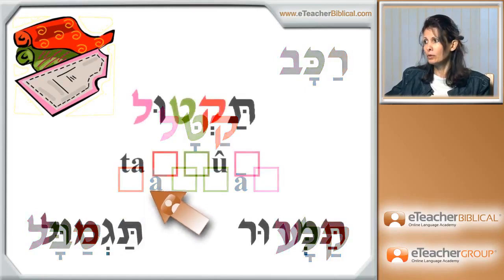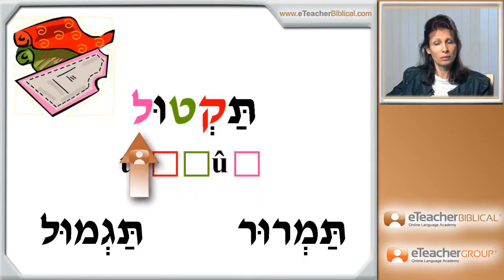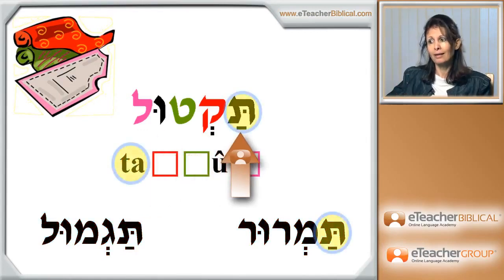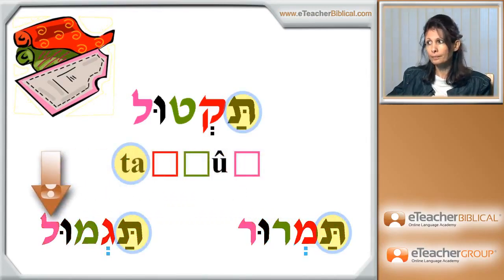Another pattern would be demonstrated in the next slide, taktul. Again, this word is nothing for us. Just look at those 2 words, and they are very similar. Both of them are taking a prefix t, ta, and also ta, tamrur and tagmul.